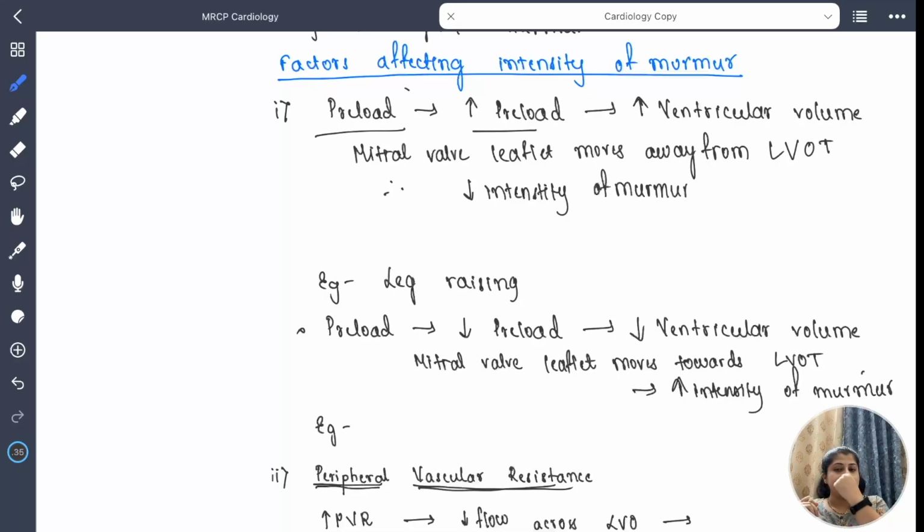You ask the patient to close the nose and mouth and then exhale. Okay. What happens whenever this is done? The intrathoracic pressure increases and the great veins get compressed. So now when the great veins are compressed, automatically preload to the heart is decreased. Now once preload is decreased, the murmur intensity increases.